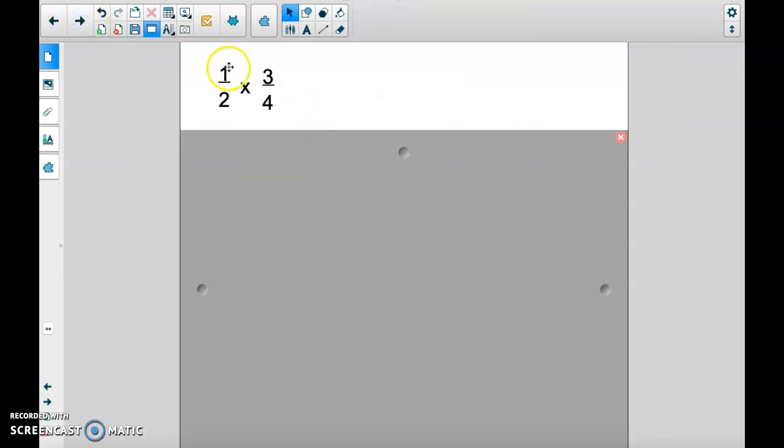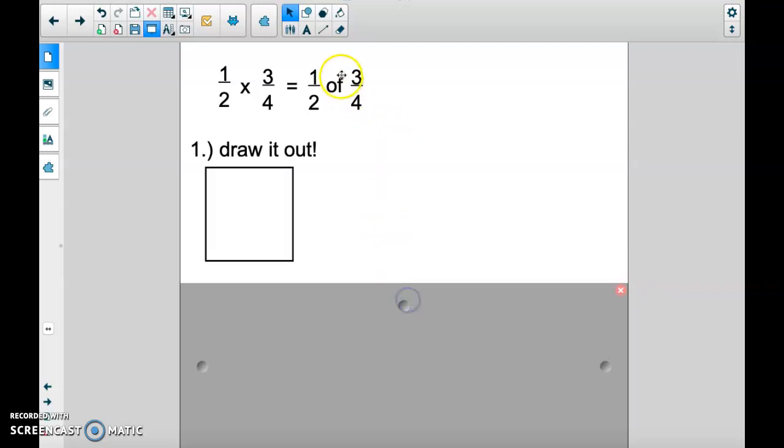Okay. So if we think about a half times 3/4. Now remember, we have a half times 3/4, that's the same thing as 1/2 of 3/4, right? So if I'm thinking about this and I'm trying to really think about why does this make sense? How can this make sense? My first strategy would be to draw it out. So if I want half of 3/4, I'm going to draw my 3/4, okay?